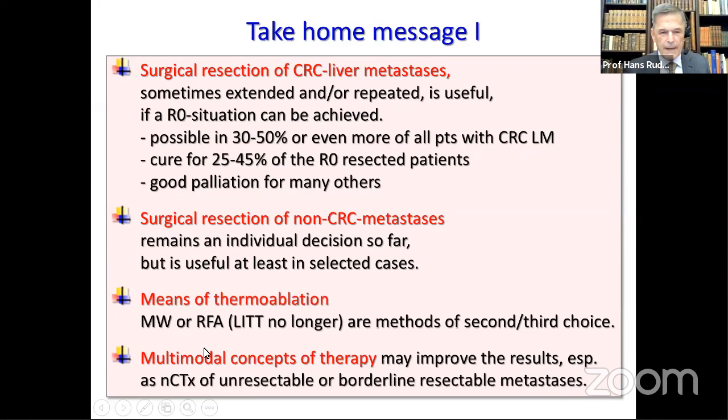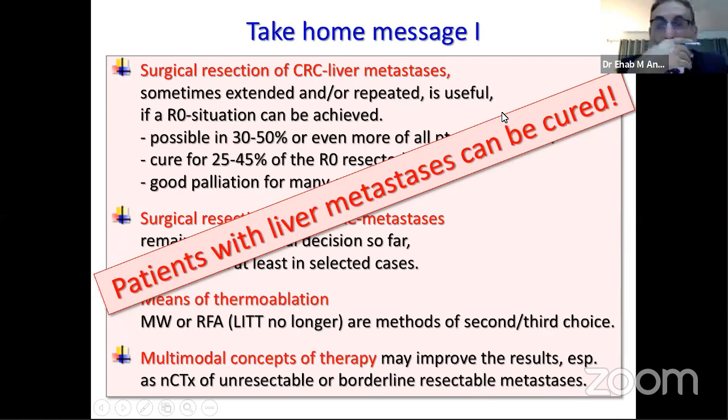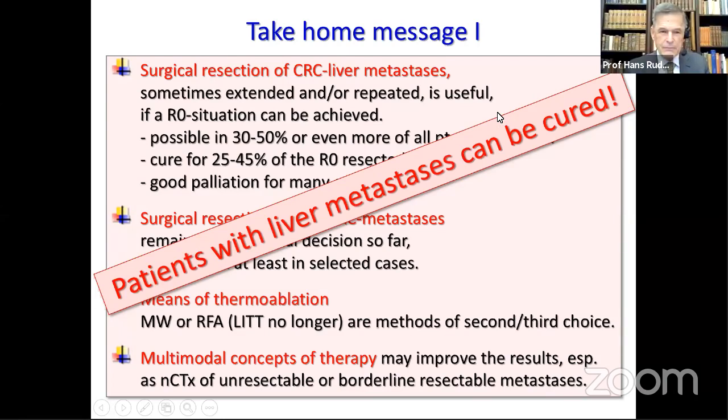Laser-induced thermotherapy is out. And multimodal concepts of therapy may improve results, especially neoadjuvant chemotherapy of initially unresectable or borderline resectable metastasis, but not neoadjuvant therapy as a routine for the resectable patients. The main message is that patients with liver metastasis can be cured.